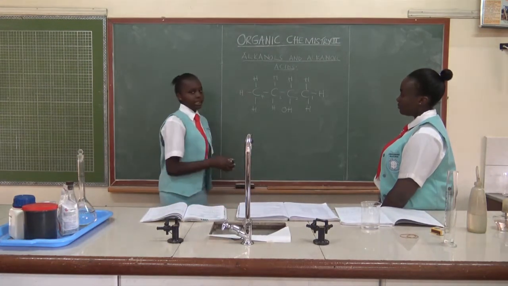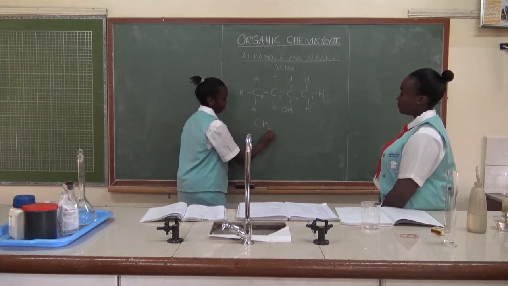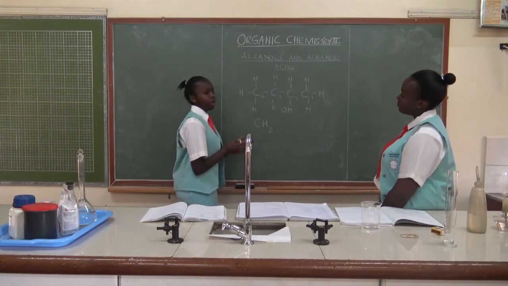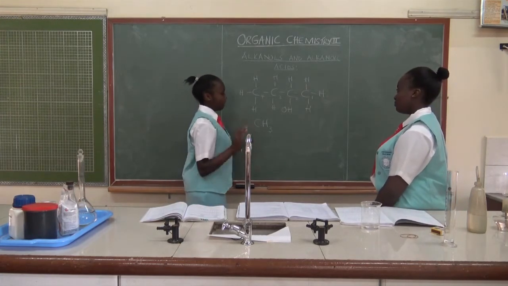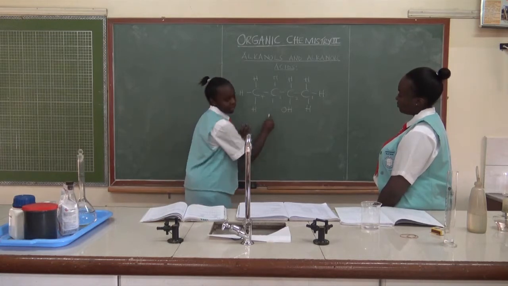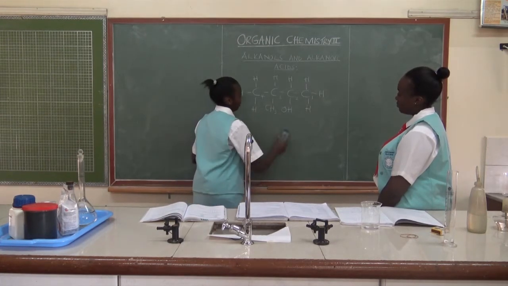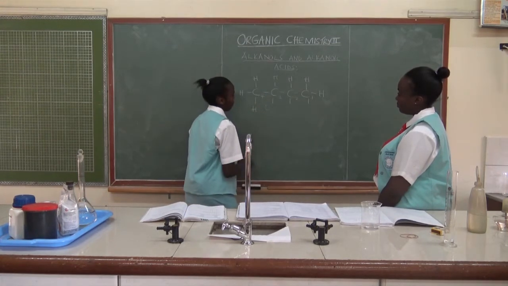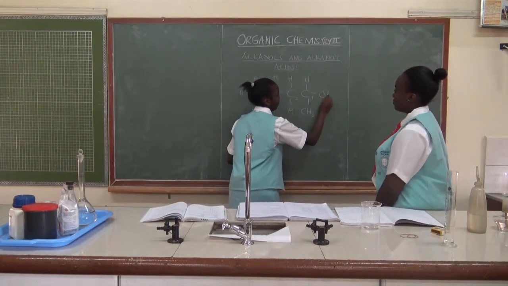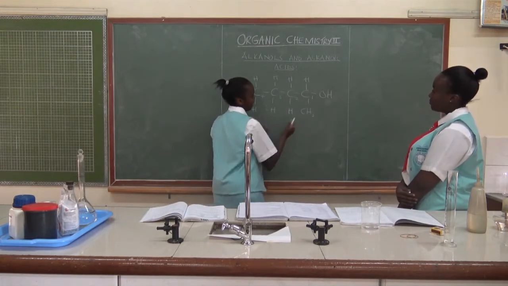In organic 1, we learned that a methyl group is, for example, if you're given methane, CH4, a methyl group is gotten from removing one hydrogen, giving CH3. So this is a methyl group. You've removed one hydrogen. So if you put it in the third carbon, then you take this and put it in the first carbon. As you can see, I've taken my methyl group to the first carbon in the chain, and the hydroxyl is still in the first carbon.